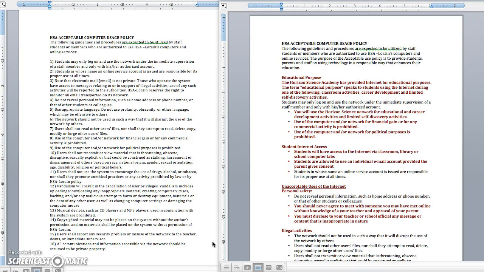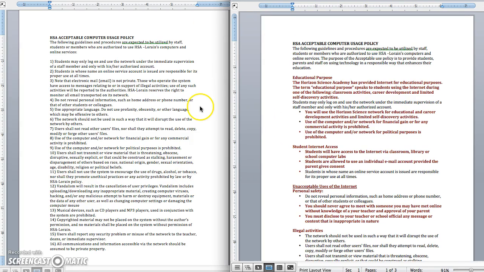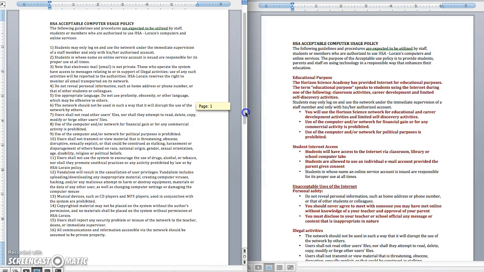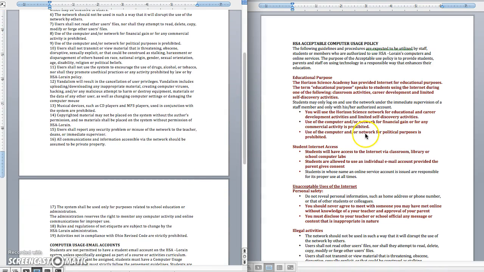It's a network of charter schools throughout the Midwest, and to the left is what you will find is the original computer usage policy, and I actually adjusted that over here to the right.